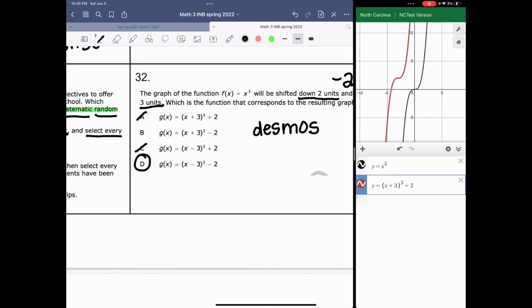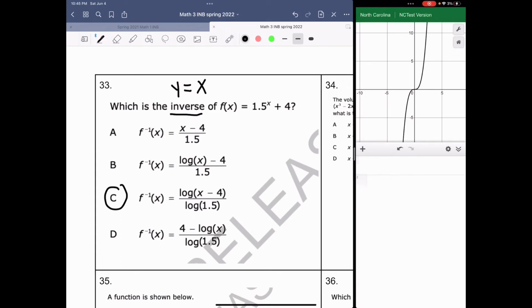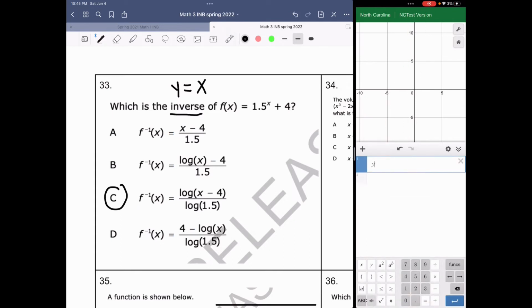All right, so our next question, again, we already talked about that one. The answer to that one was C. So to be an inverse, remember, it's a reflection over the line y equals x. And you would see that if you plug that original one in, if we have y equals 1.5 raised to x plus 4, and because it's an inverse, it's symmetric over that line.